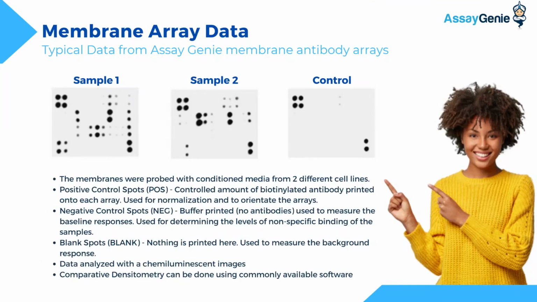Our arrays provide high-quality, reproducible data using chemiluminescent imaging. Positive control spots ensure consistency, negative control spots measure background noise, and blank spots confirm accuracy. Data can be analyzed using widely available software, making it accessible for researchers worldwide. The ability to perform comparative densitometry allows scientists to quantify protein expression differences between samples, providing valuable insights into disease progression and treatment efficacy.